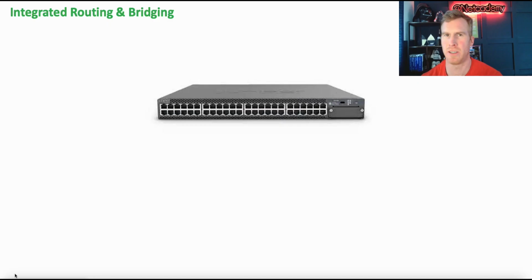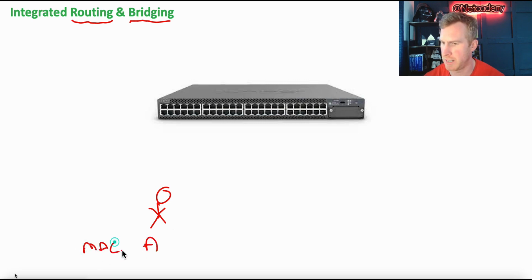Okay, so let's start off with the difference between bridging and routing. Those are two functions within the term IRB, Integrated Routing and Bridging. Let's say we've got a host here, and that's me or whoever it may be, and let's just call it user A. For simplicity, let's also say this is MAC address A for user A. Let's keep it very simple.